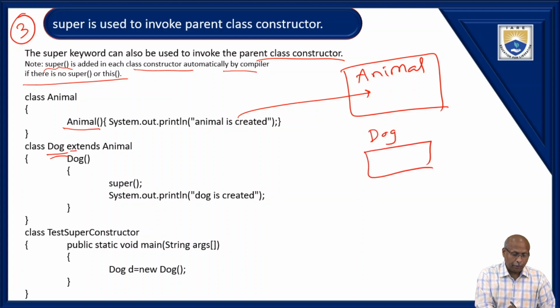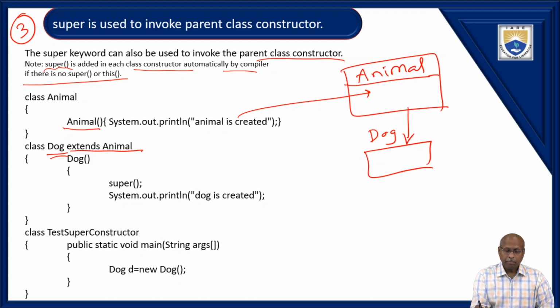Dog extends from animal. That means dog is the child, and animal is the parent. So when I call super, it goes to the super of dog, which is animal. Super means the parent, the immediate parent. So it goes to that constructor and prints animal is created.